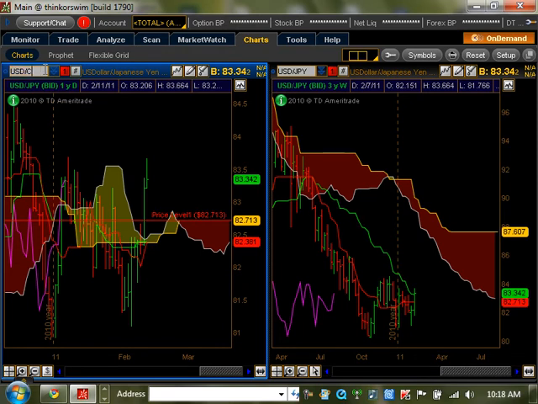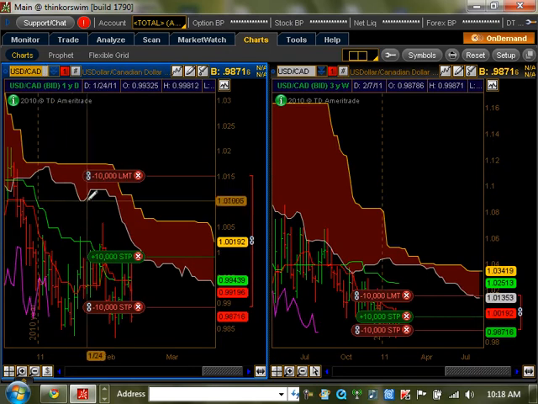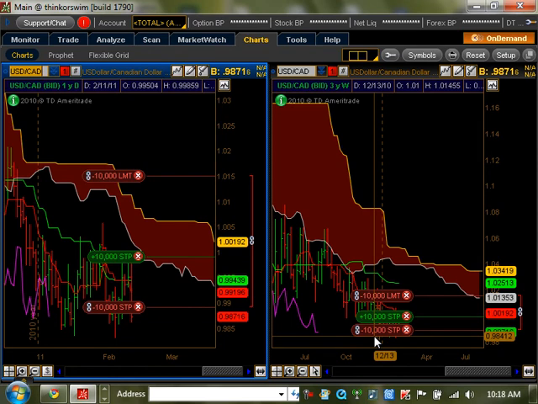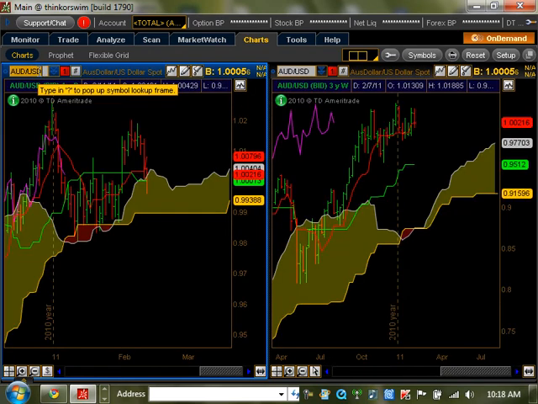Okay, the next one I'll look at is USCAD. If you look at USCAD, there's nothing really there. It's just consolidating right now. So there's nothing there at all. Let's go look at Australian USD.